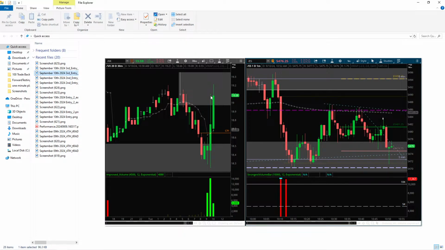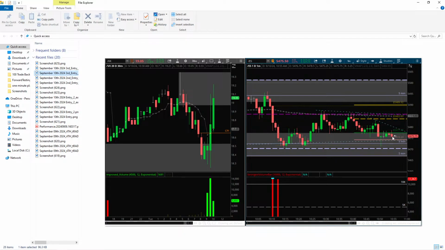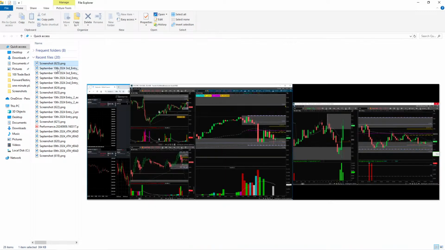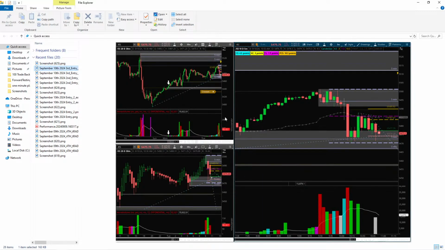And that's where I took my third entry here, knowing that I should have just gone 1 ES contract, but I went 2, and price stopped me out before even hitting my target. That's what really happened. Price stopped me out before hitting my actual target that I had on the charts, and I blew the account because just these small little pullbacks blew the account.